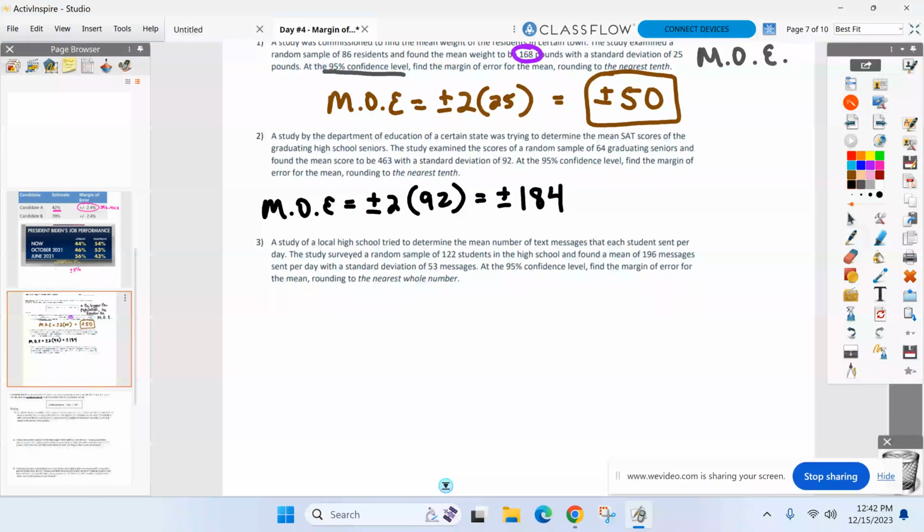So margin of error here. Is that legitimately low? Like how many is low? Like we're asking the standard deviation. No, I'm talking 196. It says a mean of 196 messages. On average, 196 messages sent.